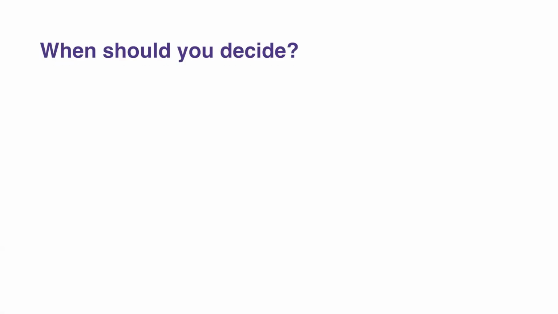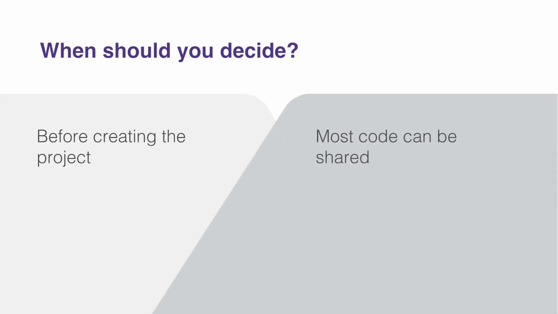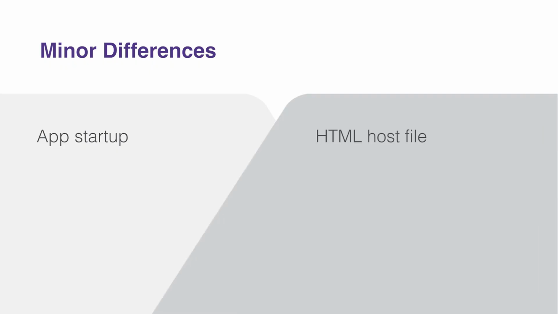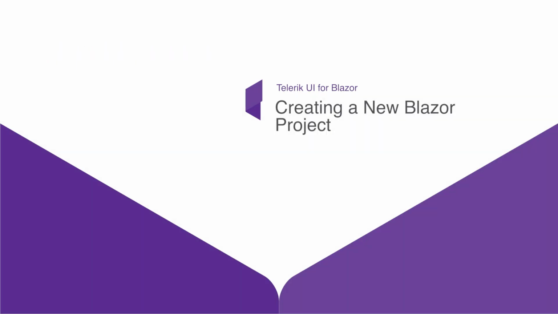When you start a new project in Visual Studio, you'll need to choose your hosting model. But don't worry, most of the code you write for your application will be reusable, regardless of the model you choose. The main differences lie in the startup files and the base HTML file where everything is hosted, and we'll discuss that next. In this lesson, I'd like to show you the different hosting models that are available.